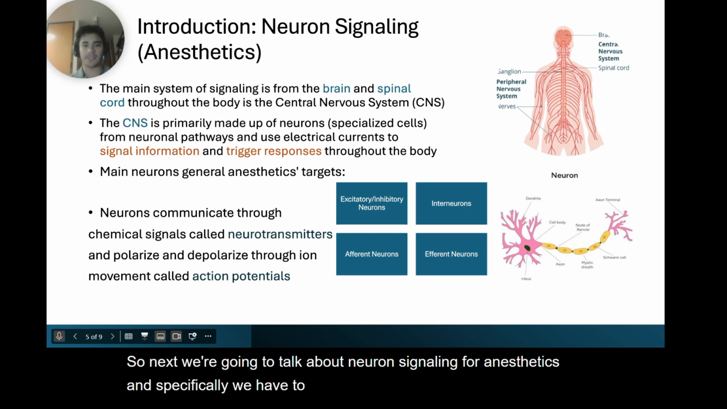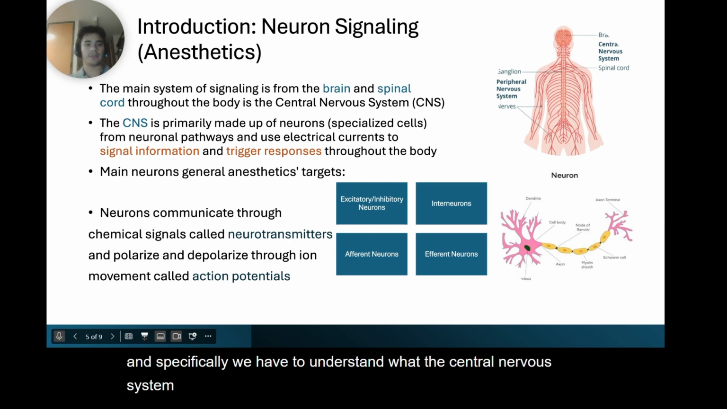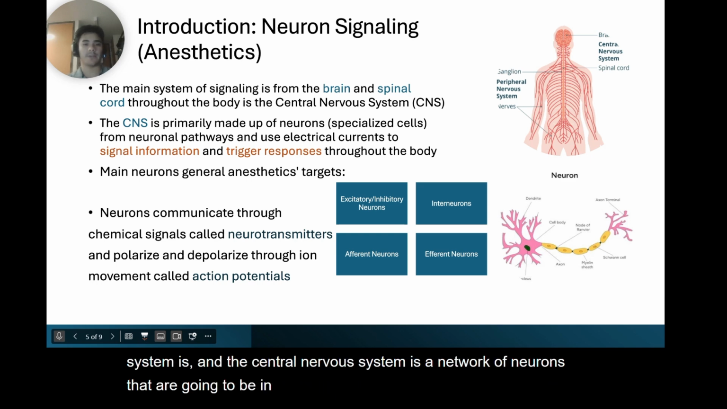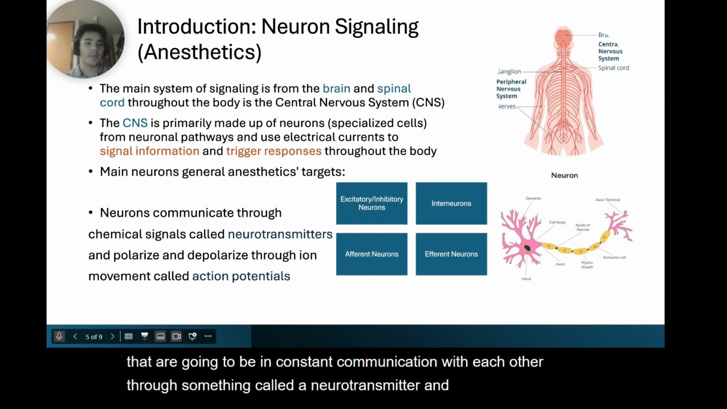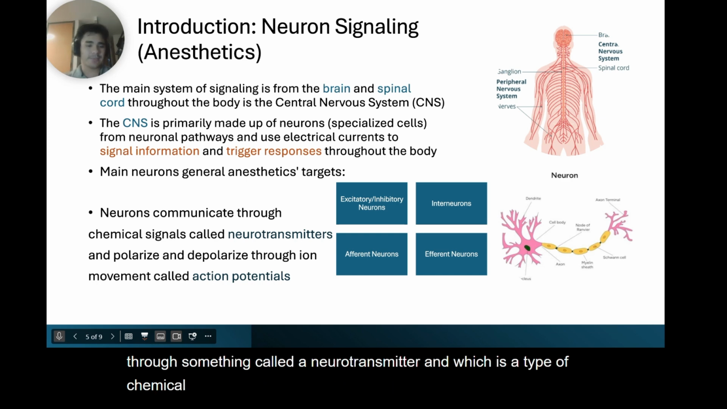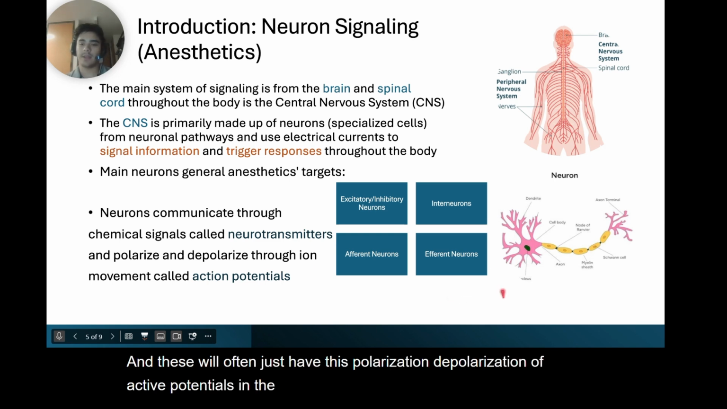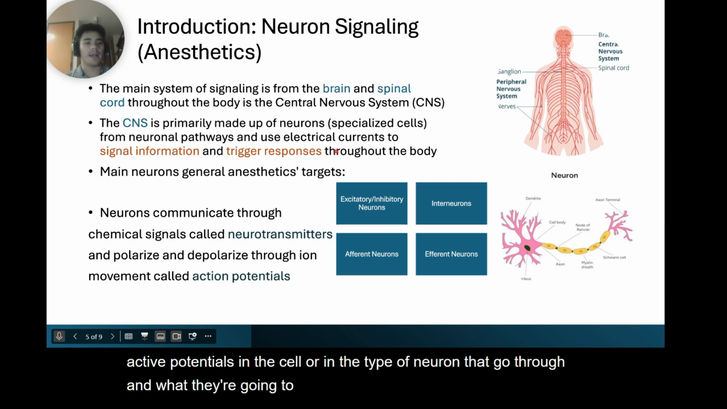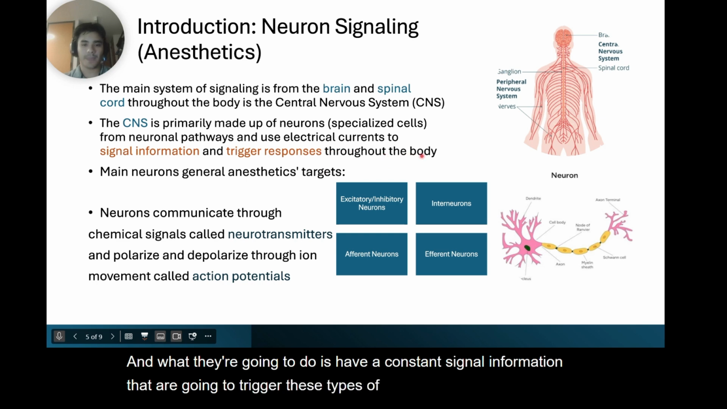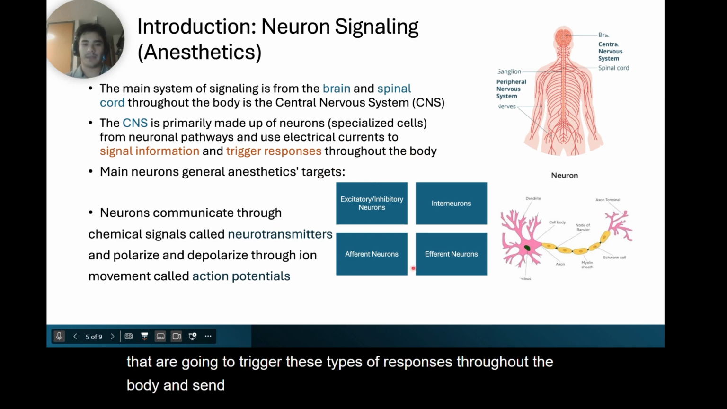So next we're going to talk about neuron signaling for anesthetics, and specifically we have to understand what the central nervous system is. The central nervous system is a network of neurons that are in constant communication with each other through something called a neurotransmitter, which is a type of chemical signal. And these will often go through polarization and depolarization of action potentials in the neuron. What they're going to do is have a constant flow of signal information that triggers responses throughout the body and sends different types of feedback back.